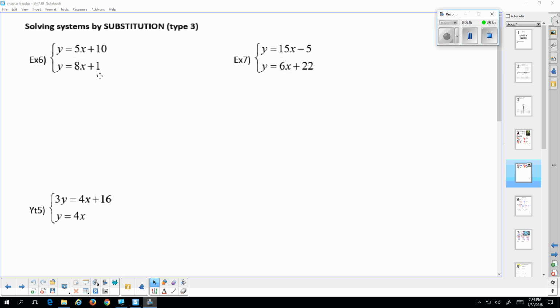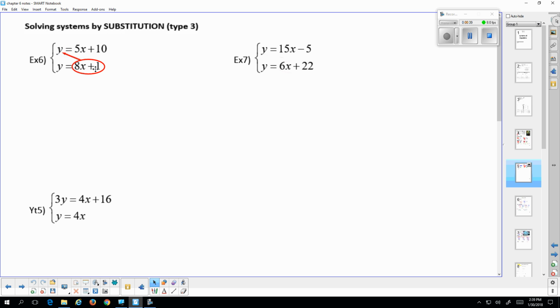Okay, type 3, solving systems using substitution, gets a little bit trickier here, but it's still the same general process. So I have an example 6, y equals 5x plus 10, and y equals 8x plus 1. What I'm going to do is take the second equation. If you take the first equation and plug it in, it's still going to work out, okay? But I'm just going to take the second equation and plug it in for y right here. So now I'm going to rewrite the first equation, but instead of y, I'm going to plug this in.